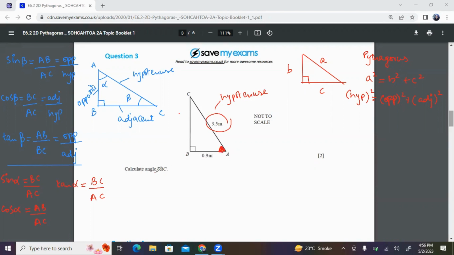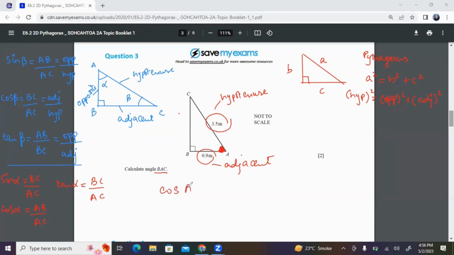For those of you who don't know, when it says BAC or anything else, the angle is situated at the point which is in the middle of the letters. So in this case, since it's BAC, A is in the middle, so that means the angle is situated at A, not at B or C. So this is the angle that we have to find. And since BA is the line on which the angle lies, that is your adjacent. So we have the hypotenuse, we have the adjacent, which means we can only use cosine.